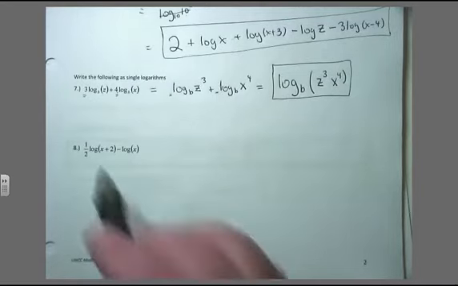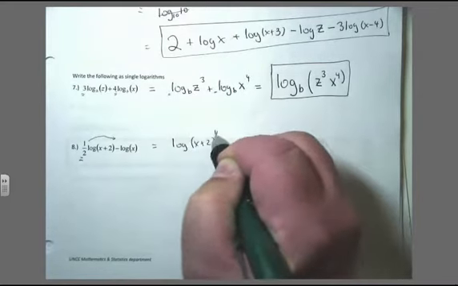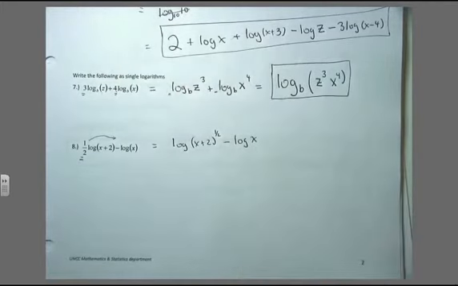But before I can combine them, you're right, subtraction turns back into division. But before I can do that, any coefficient in front of the log has to go back where it came from. That's a 1/2 in front of the log. So where does it go back to? The exponent. So this turns into the log of x plus 2 to the 1/2 power minus the log of x. Does that make sense?